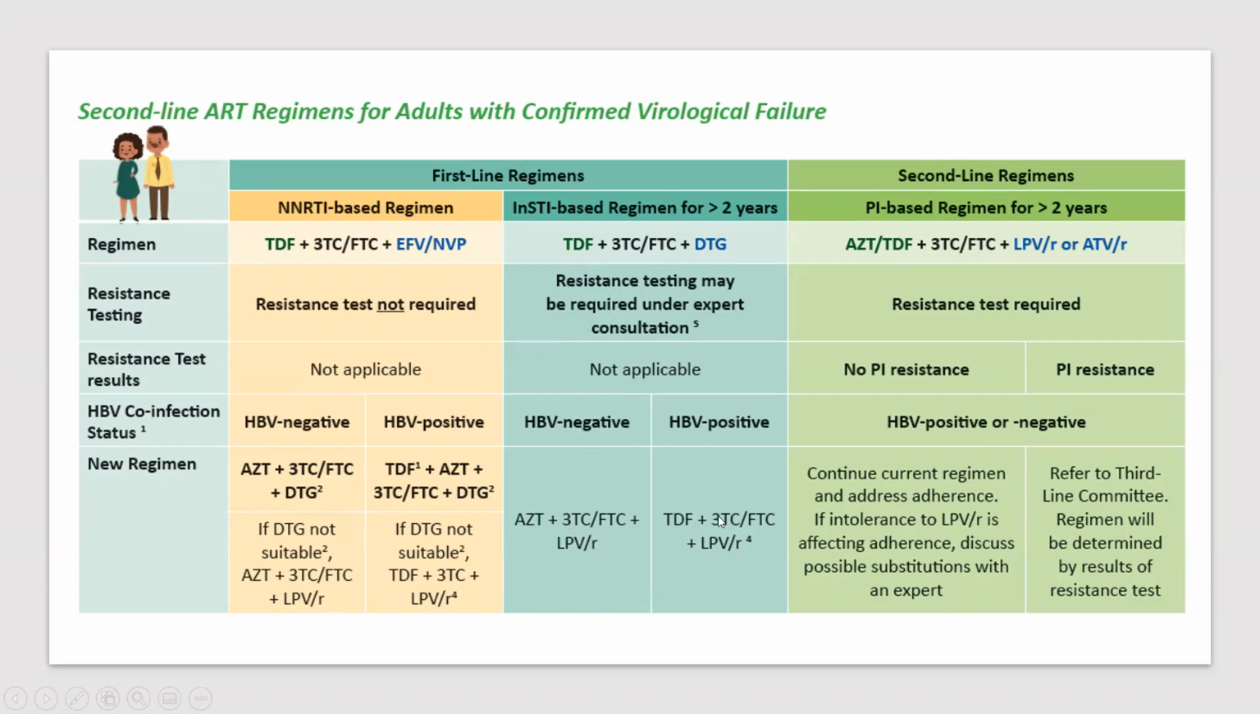And if it's positive, you could still have your tenofovir because it's treating your hepatitis B, and you have lamivudine and lopinavir, ritonavir. Whereas with your second line regimen, patients who have been on a PI, protease inhibitor regimen for more than 2 years and they've been failing, these are the patients who, when you're at their PAC level, you refer to a hospital for resistance testing. When the results come out, you send them to a third line committee where they'll determine if these patients qualify for a third regimen or not. So they have to be discussed with the third line committee.